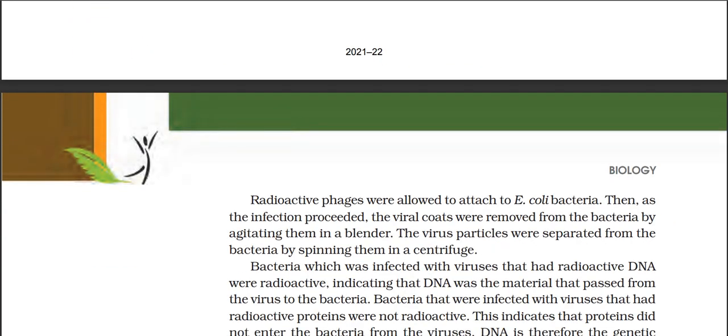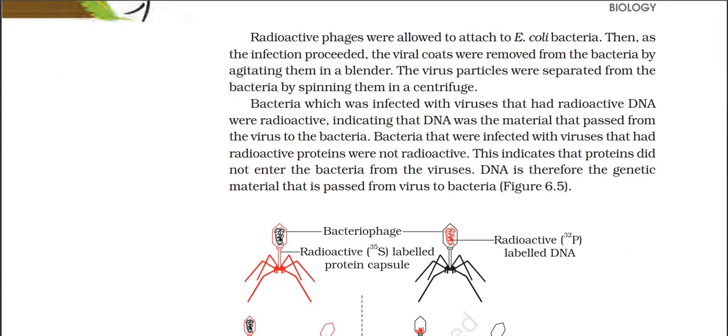Radioactive phages were allowed to attach to E. coli bacteria. Then, as the infection proceeded, the viral coats were removed from the bacteria by agitating them in a blender. The virus particles were separated from the bacteria by spinning them in a centrifuge. Bacteria which were infected with viruses that had radioactive DNA were radioactive, indicating that DNA was the material that passed from the virus to the bacteria.